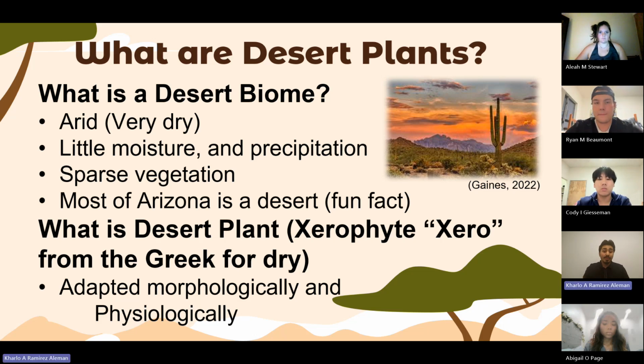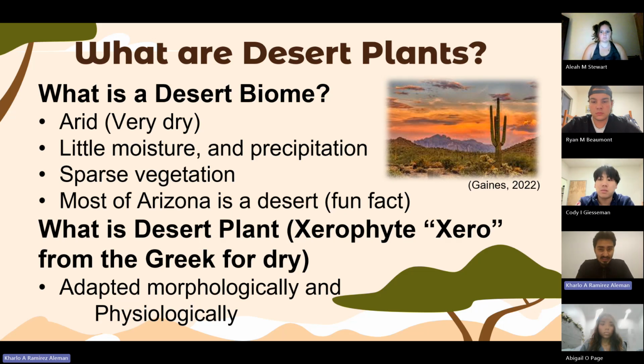Thank you, Leah. Well, first of all, my name is Carlo, and let's define what a desert biome is. A desert is characterized by an imbalance between precipitation, evaporation, and transpiration, thus leading to an arid environment. It's essentially a large geographic region that is very dry, with little moisture and precipitation, and very little vegetation because of these harsh conditions. There is a desert in virtually all continents, including even in the Arctic and Antarctica, but these are called polar deserts. And fun fact, most of Arizona is a desert.